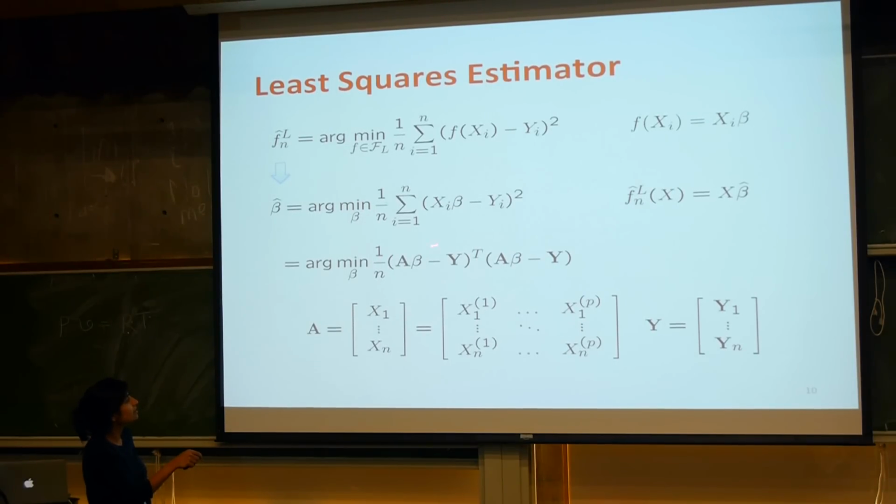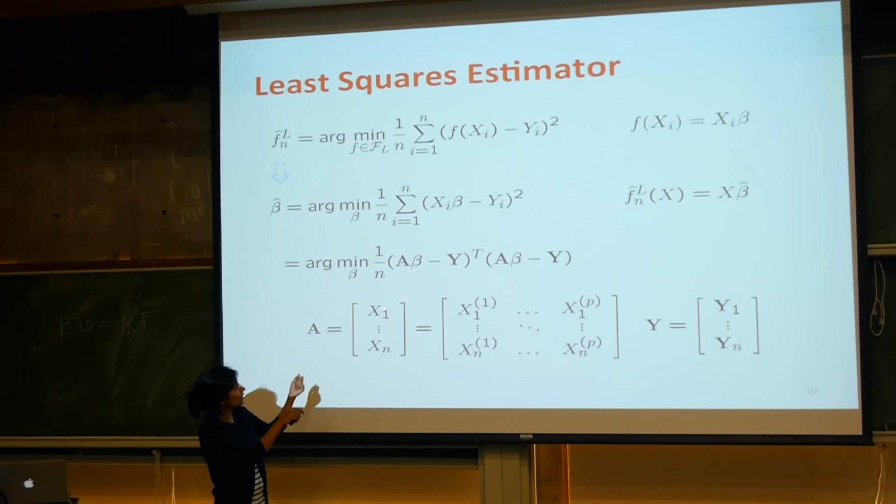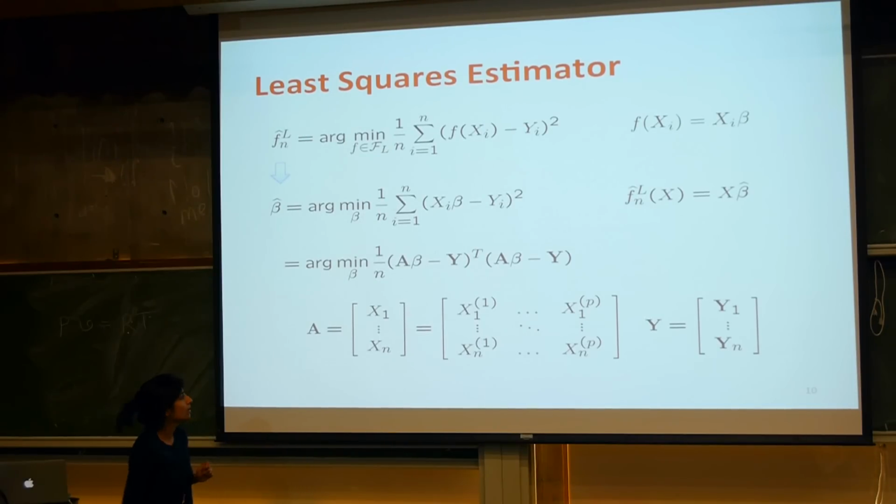So why can I write it like this? What are the ingredients here? Well, y is nothing. You had a bunch of labels, we just put all of those in a vector, y1 to yn. The A matrix is just your input data points. The first row x1 is the first data point, xn is the nth data point, and each data point has p features. So this denotes the p features corresponding to the first training data point, up to the p features corresponding to the nth training data point. And it's easy to see that if I write it like this, (A beta minus y) transpose (A beta minus y), you get back this.